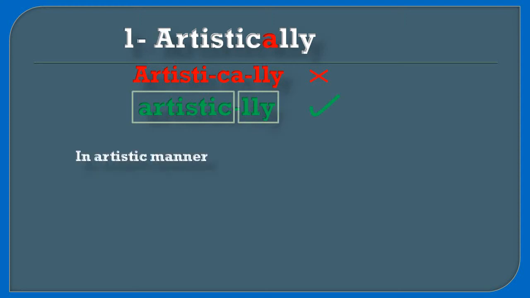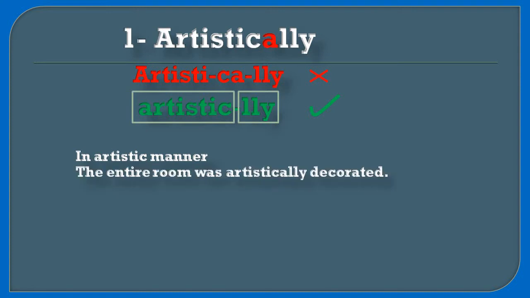What does it mean? In an artistic manner, something you arrange in an artistic, well-organized manner. The entire room was artistically decorated.